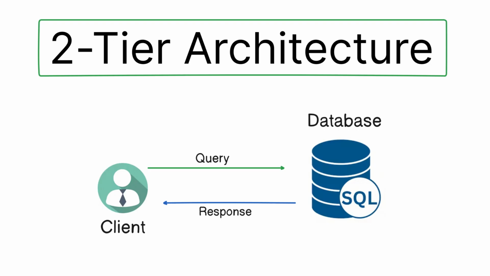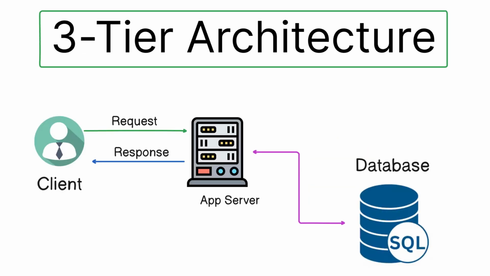On the bad side, it becomes very hard to scale such solutions as the changes required to modify all the clients. The best example with such architecture is a desktop application that directly fetches and stores data in MySQL database without any middle layer. The second model we have is three-tier architecture.